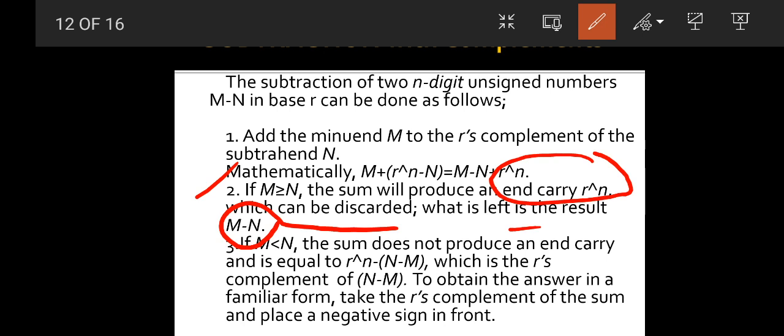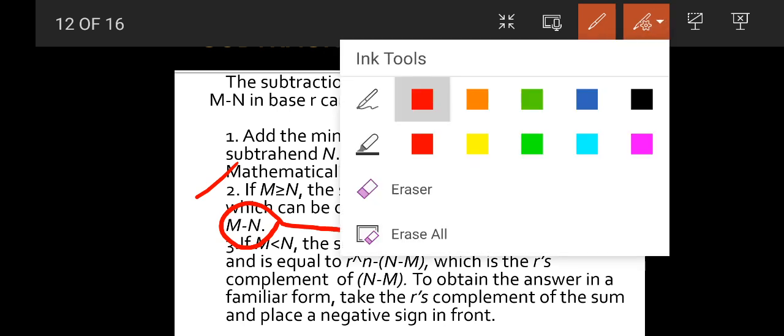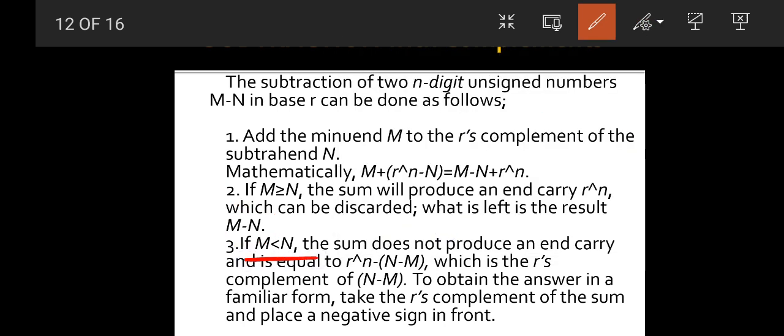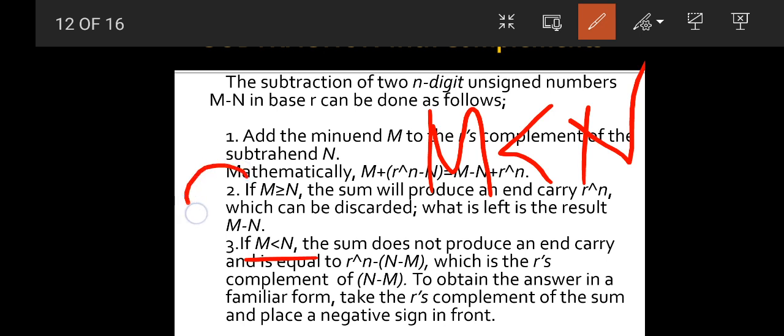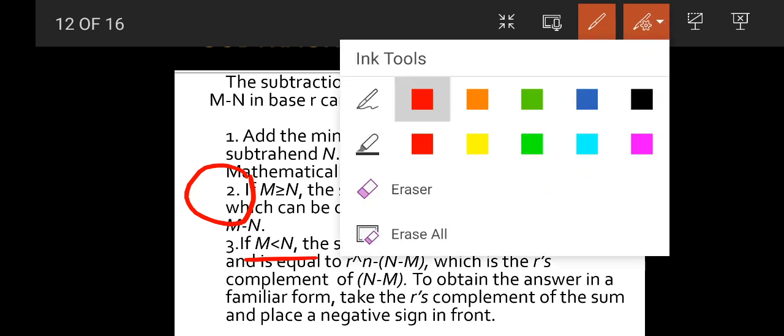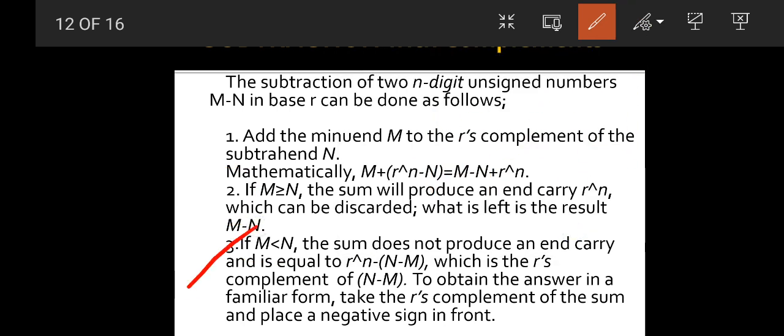Whatever is left will be your result for M minus N, and that is where it stops. How about if your M is less than your N? Then your M is smaller than your N, so you will not use step number 2. Step number 2 is for when your M is greater than or equal to your N. Since your M is less than your N, you have to use this other process.